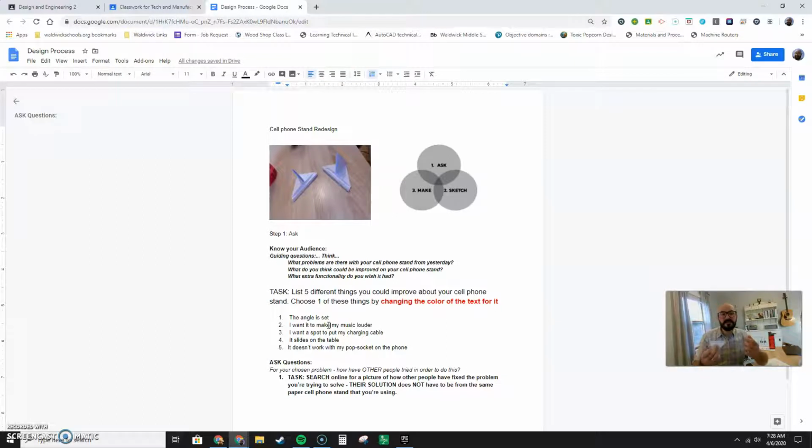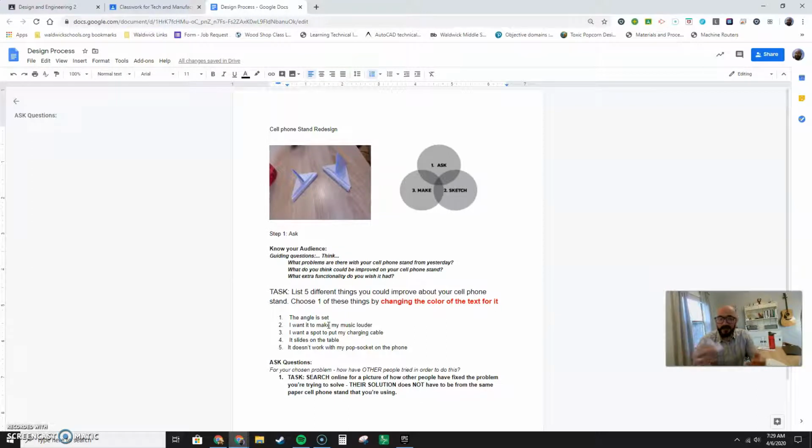I want a spot to put my charging cable. So if I'm using this for extended periods of time, I don't want my cable to fall off my table all the time. That's a problem. It slides on the table. It doesn't really have a lot of friction here with the paper on a hard surface, so it slides. That's a problem. And this doesn't work if I have a pop socket on my phone.